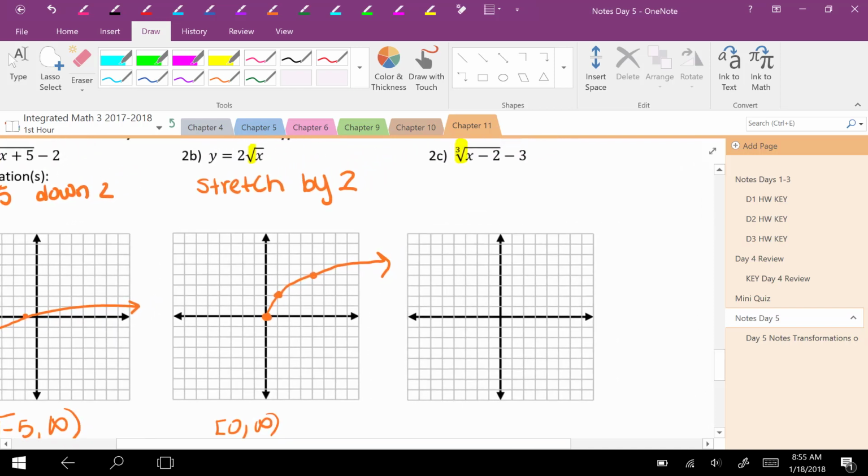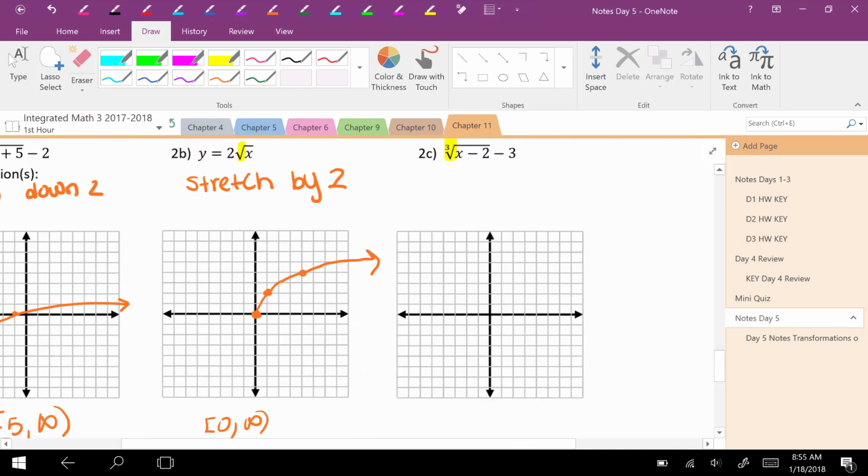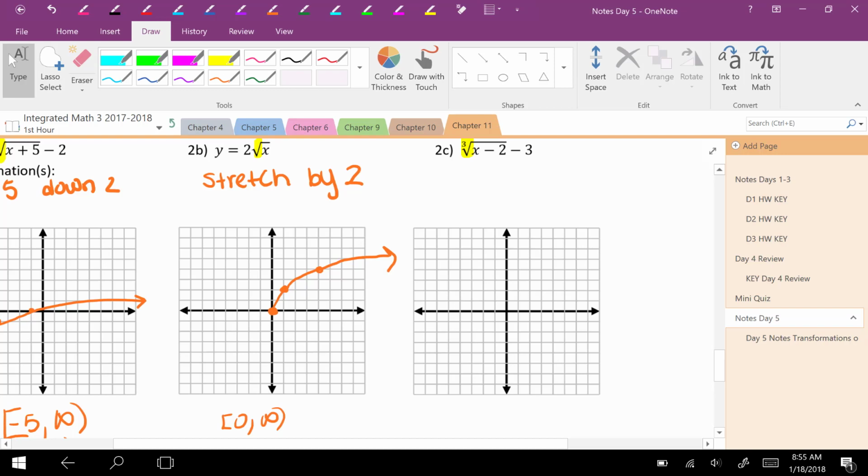Okay, let's look at this cube root because it's a little different. What's going on in our cube root situation here? What are the transformations? Good. This means I'm going right 2, and this means I'm going down 3. That's my point of inflection. The transformations are your point of inflection if you're moving left, right, down, or up. So I'm going to go right 2, 1, 2, and I'm going to go down 1, 2, 3. That's that point of inflection where it's going to change directions.